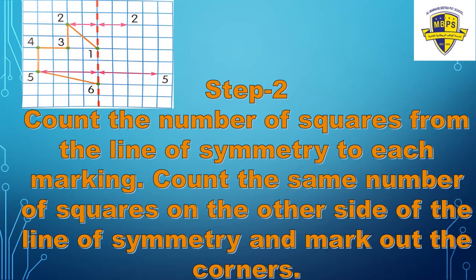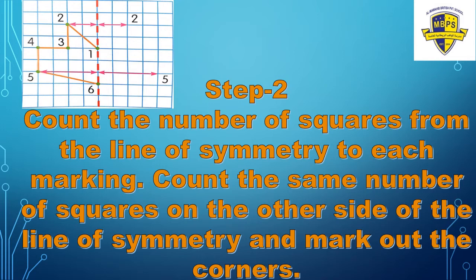So now we are going to count the same number of squares on the other side of the line of symmetry and mark out the corner. So let's take point 2. Now 2 squares away from the line of symmetry. So on the other side, on the opposite side also, we are going to count 2 squares, and you can see that we have marked it as number 2 on the opposite side of the line of symmetry.